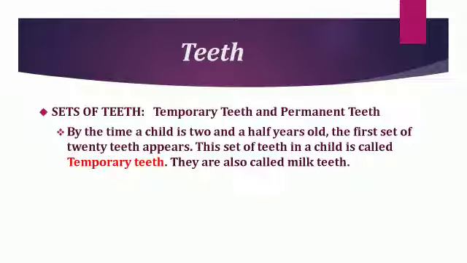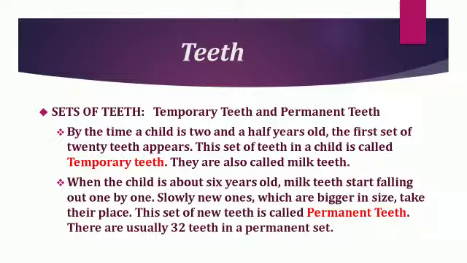By the time a child is 2.5 years old, the first set of 20 teeth appears. This set of teeth in a child is called temporary teeth. They are also called milk teeth. When the child is about 6 years old, milk teeth start falling out one by one. Slowly, new ones which are bigger in size take their place. This set of new teeth is called permanent teeth. There are usually 32 teeth in a permanent set.